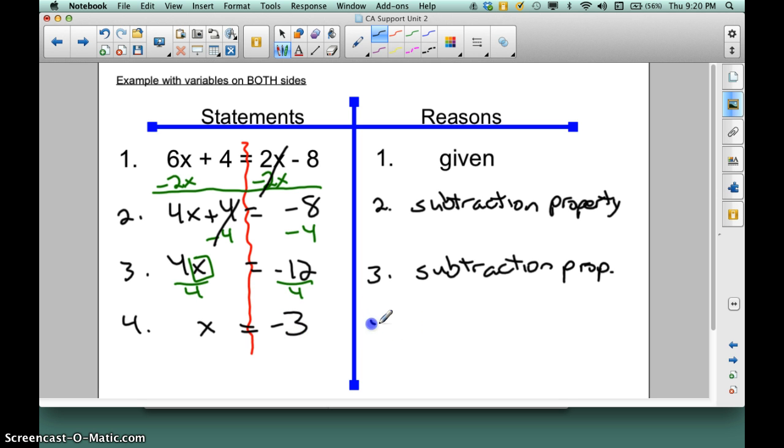Watch your signs. And so what did I do to get here? I divided. And so this is division property. So you can see that when you have a variable on both sides of the equation, there's just an extra step to move them onto the same side of the equation.